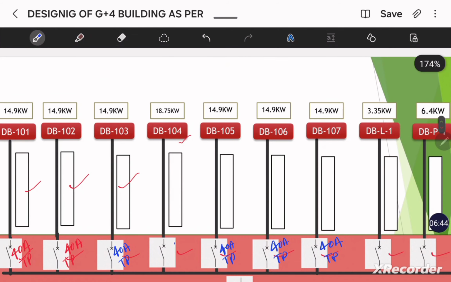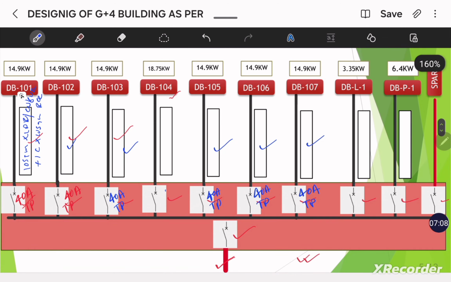So we will write here what the cable size is: 10 square mm XLPE CU SWA cable plus 1 core 10 square mm ECC cable. So we will write here, here, here, here and here. Now we calculated the breaker rating for the 1 BHK flat dB and the cable size for the 1 BHK flat dB.